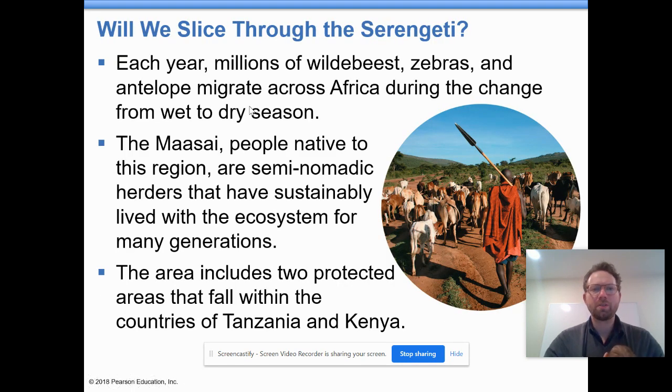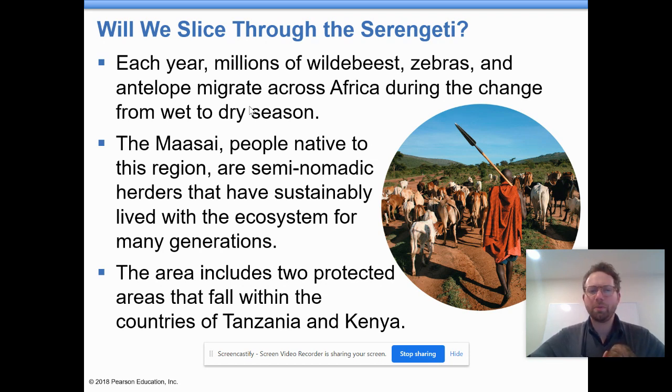So our notes start off with the Serengeti and how humans are deciding whether or not they should split up the Serengeti and increase the ability to transport and traverse this land. So for a long time, the three major animals, wildebeest, zebras, and antelope, have migrated across Africa. And as a result, a lot of the predator animals have followed along. And this follows the seasons.